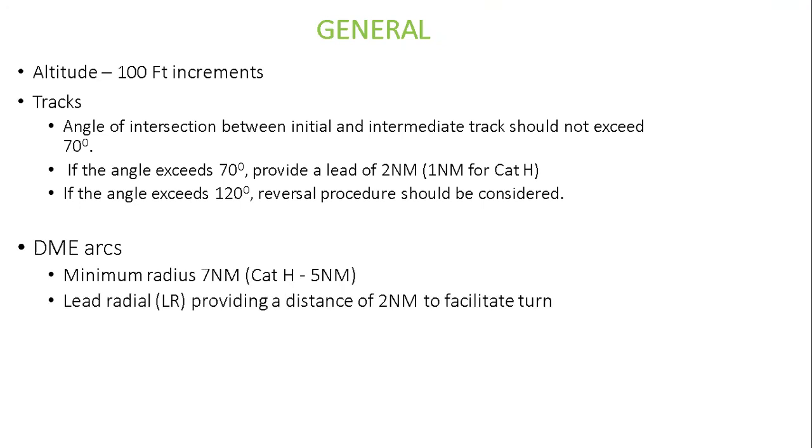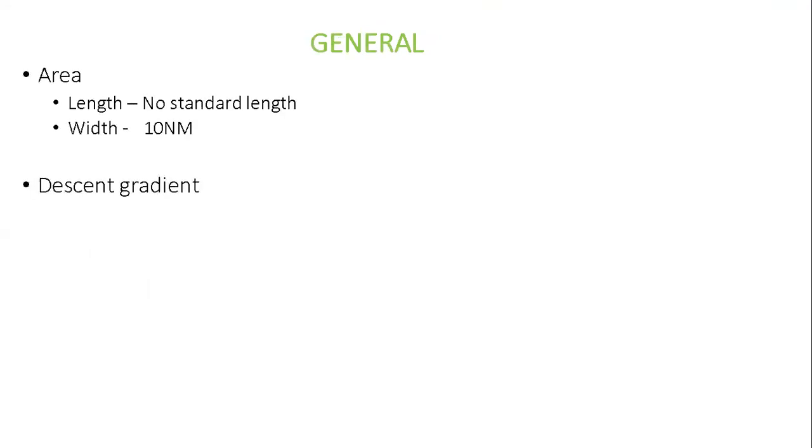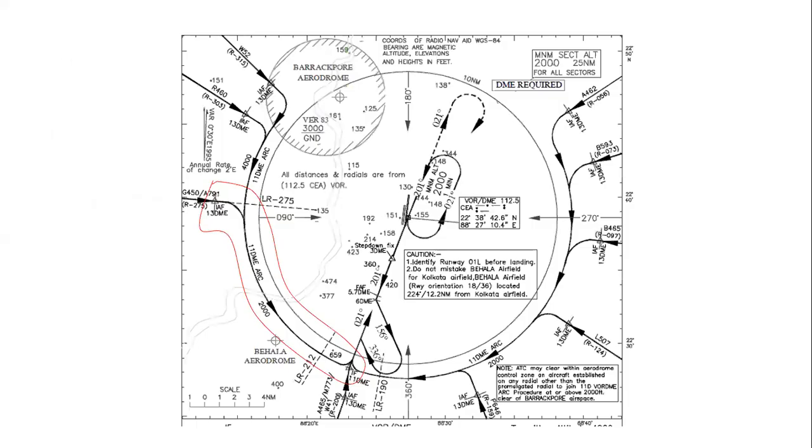DME arc: minimum radius 7 nautical miles, with a lead radial providing a distance of 2 nautical miles to facilitate the turn. Lead radial is equal to tan inverse of 2 divided by radius of DME arc. Length is of no standard, width is 10 nautical miles, descent gradient from 4 to 8%. So it starts from IAF and ends at IF.